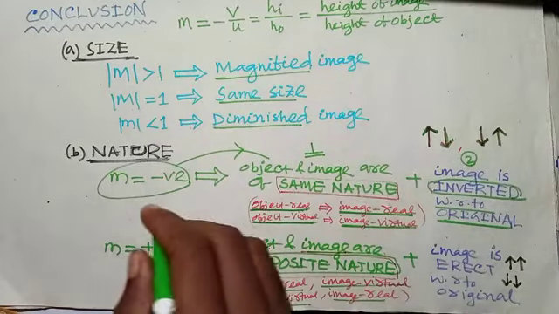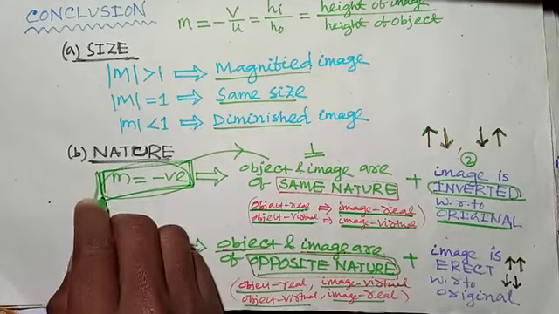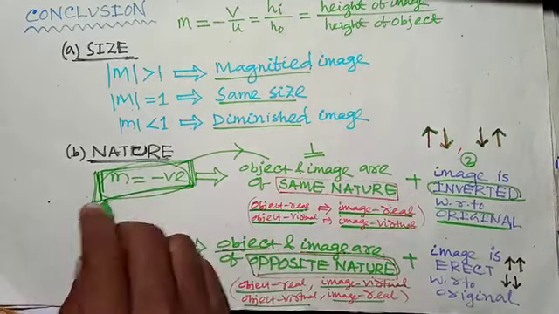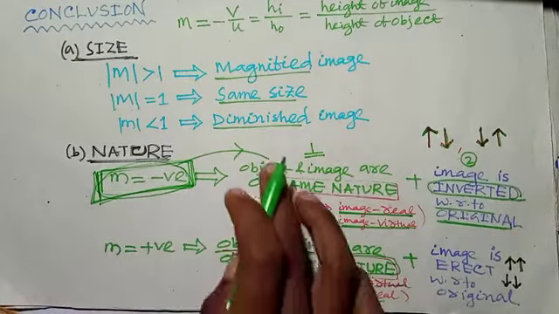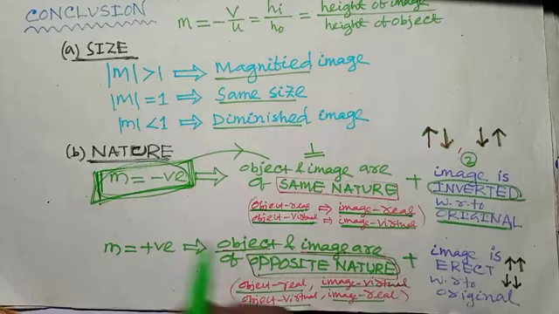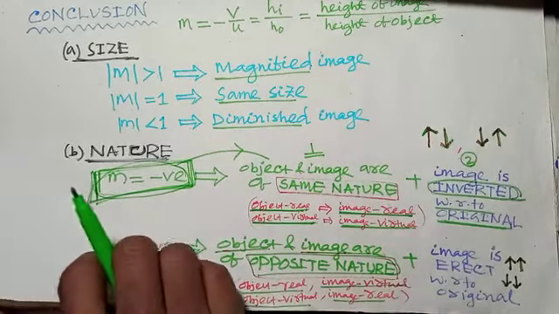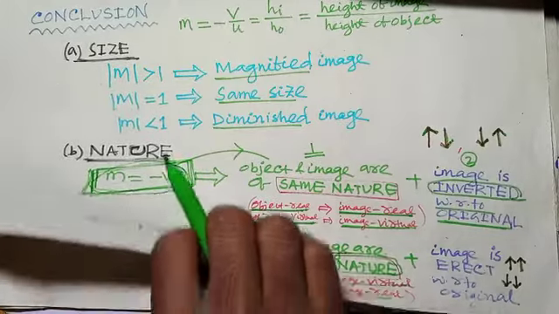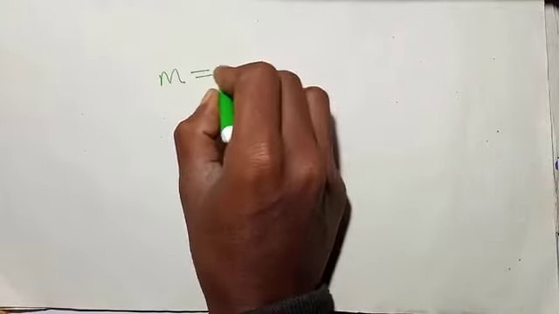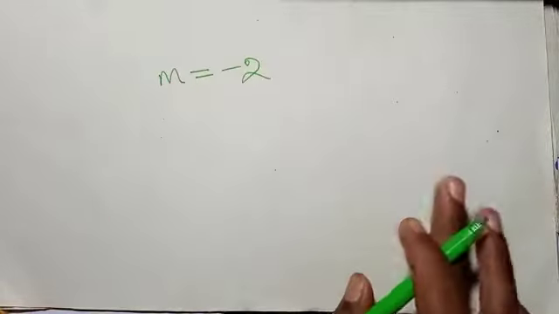Most people say that M equals negative means it is a real image. But that is not actually correct. Negative M simply tells that object and image are of the same nature, either both are real or both are virtual. So let's see an example. Let's say I have M equals minus 2.